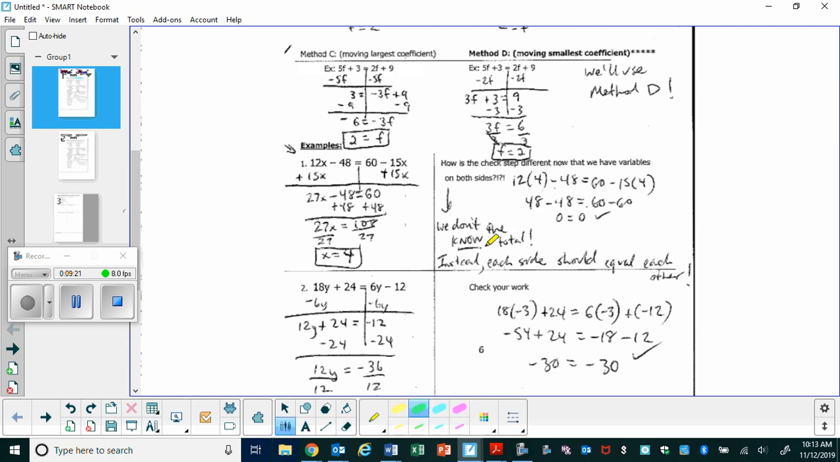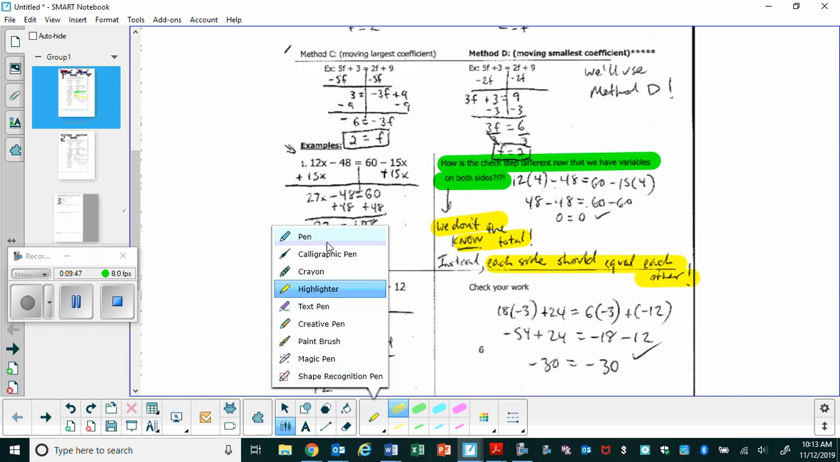So what we want to ask ourselves is, how is the check step different now that we have variables on both sides? Well, the difference is we don't know the total. We don't have equals a certain number over here to know what it's supposed to be. So it's different here because when we plug in and simplify, each side should equal each other.